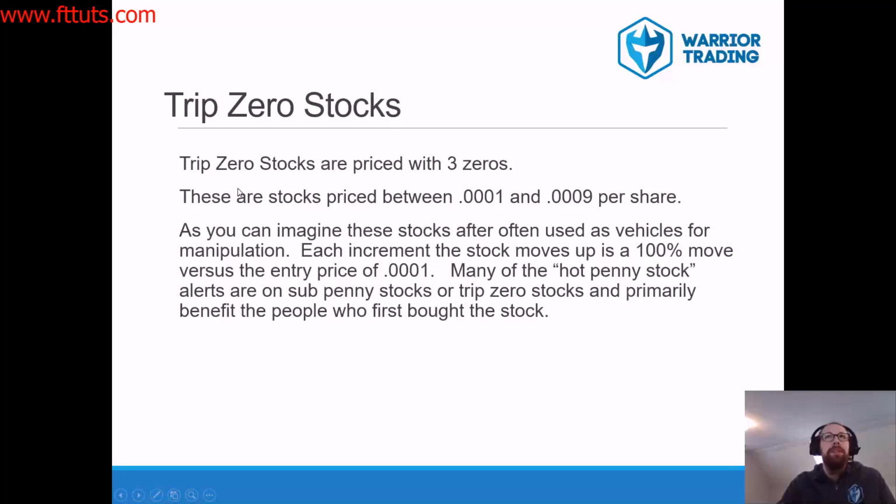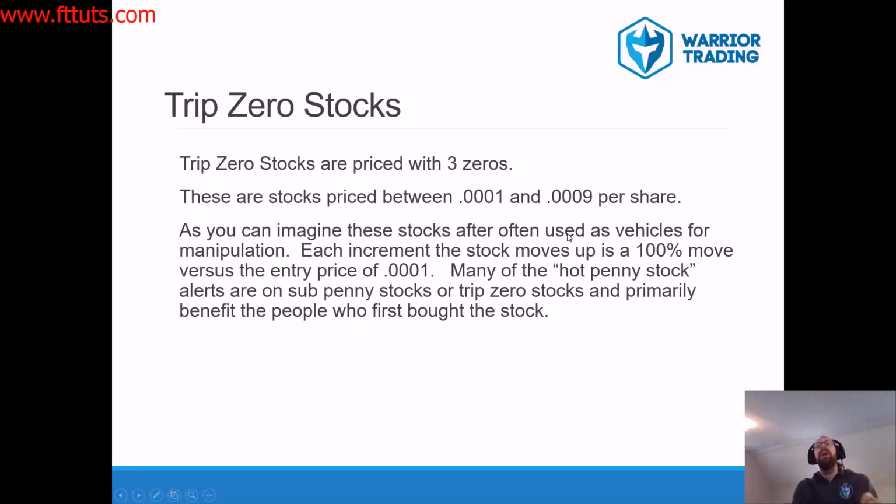And then you've got the Trip Zero stocks. Trip Zero stocks are priced with 3 zeros. Trip Zero stocks are priced between 0.0001, which is literally the lowest price a stock can possibly be, and 0.0009 per share. Okay? These are the types of stocks that are often used for manipulation. Just imagine if you got $1 million worth of one of these stocks at 0.001 and 0.002, and then you put out all those postcards and you put out all those hot penny stock tips, and it goes up to 0.001, goes up to 1/10 of a penny, that's $10 million.